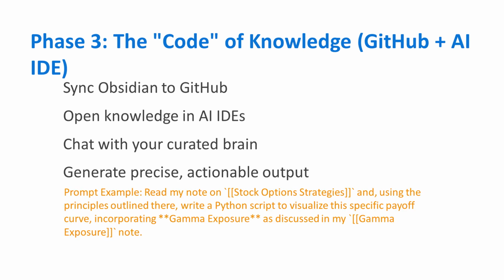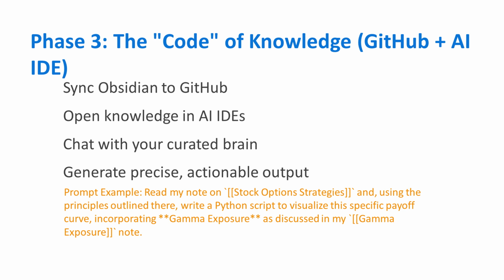Finally, we arrive at phase 3, the code of knowledge. This is where understanding transforms into tangible, actionable output. First, you need to sync your second brain. I use the Obsidian Git plugin to automatically sync my entire Obsidian vault to a private GitHub repository. This means my curated knowledge graph is version controlled and accessible anywhere.